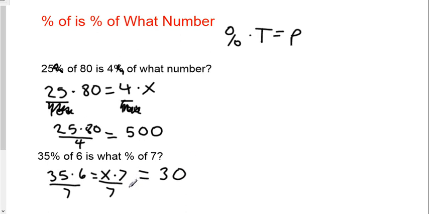Very easy trick to know. You do need to know this formula. Percent times the total equals the part is a very important formula.